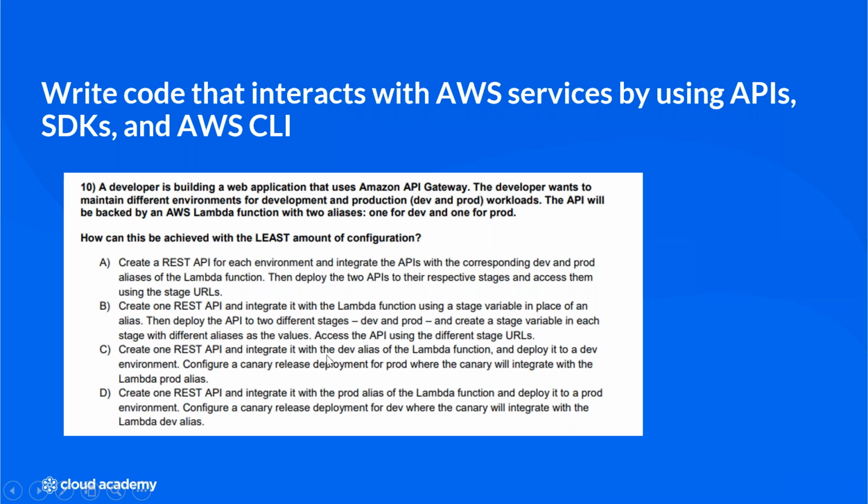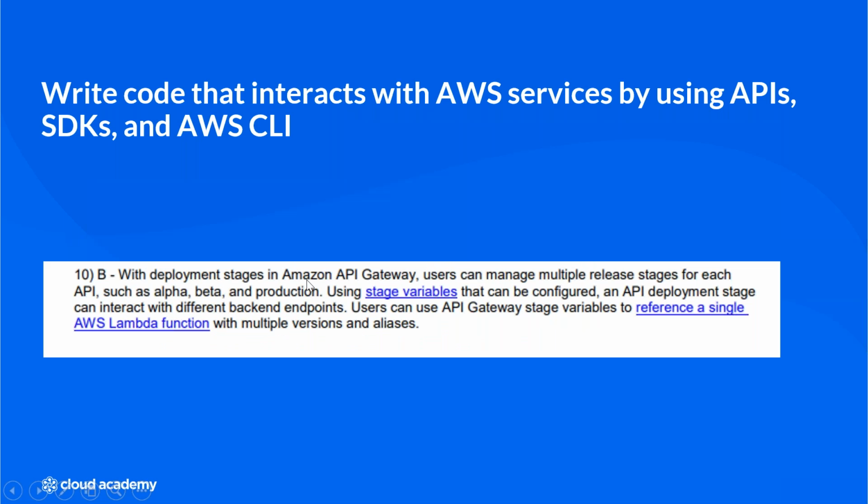Create one REST API and integrate it into the dev alias with the Lambda function. Deploy it into a dev environment. Configure a Canary release deployment for prod, where Canary will integrate with the Lambda prod alias. This is confusing because Canary is a deployment method where like you send 10% of your traffic to one thing to see if it dies in a coal mine, and leave 90% of it on the main product. So this seems strange. And this other one is another version of Canary, which is also very strange. So I don't like those 2 at all. And since B has less things than A, I'm going with B. Is B. Look at that.